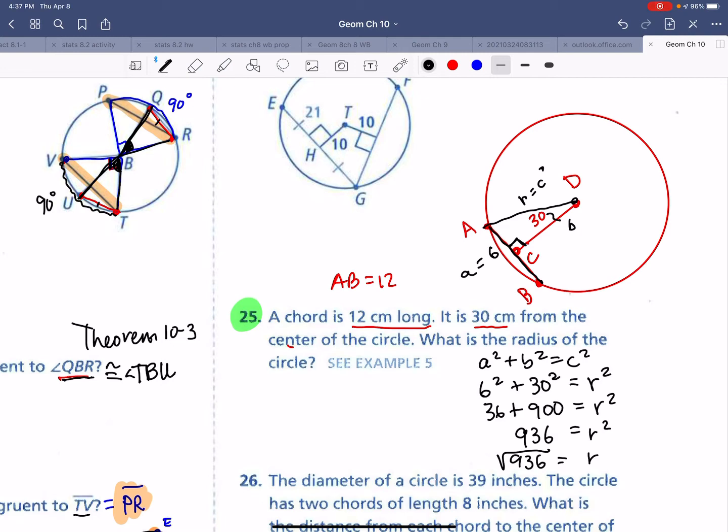Okay, so calculating, what is the square root of 936? 30.6. Okay, and that number makes sense. So a radius of 30.6 centimeters would be the hypotenuse of a triangle that's 30 by 6.